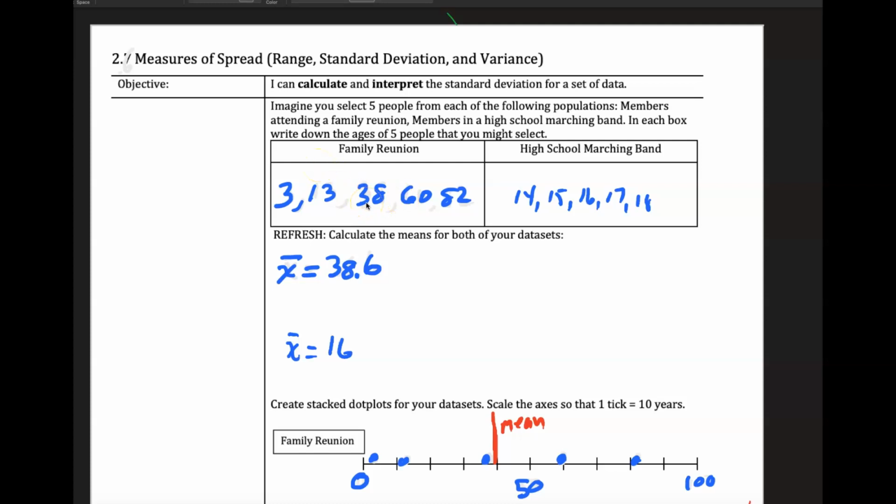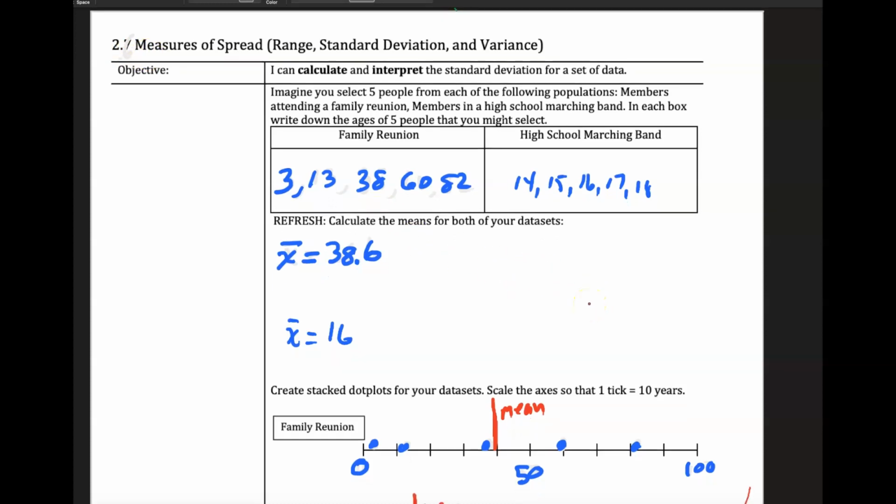Okay, let's go ahead and take a look at section 2.6, measures of spread. Even though it says 2.7, it is a 2.6. And now we're going to look at, instead of the center of a data set, how spread out the data is.